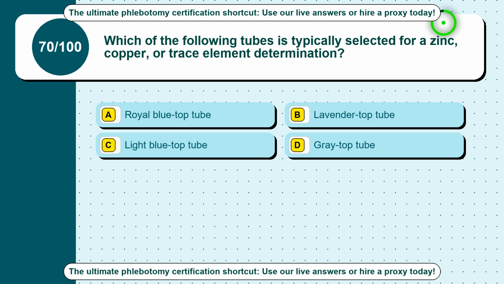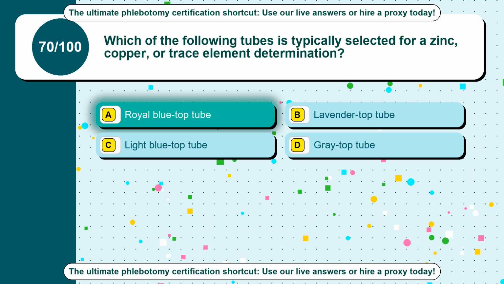Question 70. Which of the following tubes is typically selected for a zinc, copper, or trace element determination? Option A. Royal blue top tube. Option B. Lavender top tube. Option C. Light blue top tube. Option D. Grey top tube.